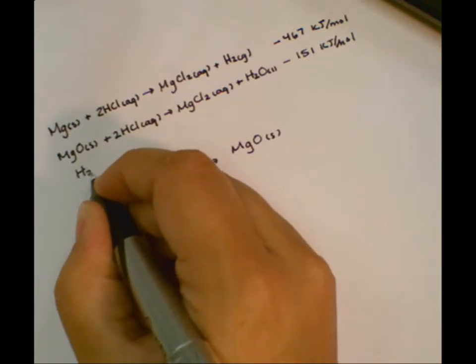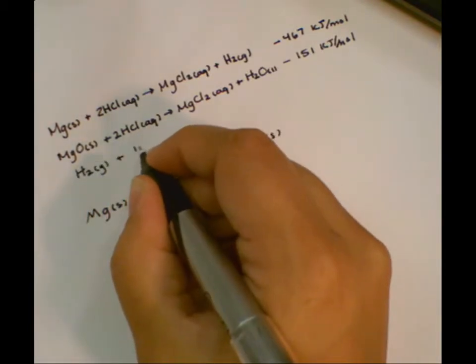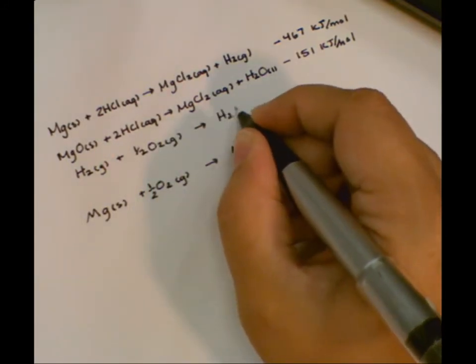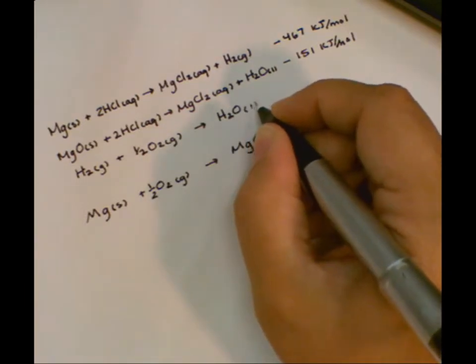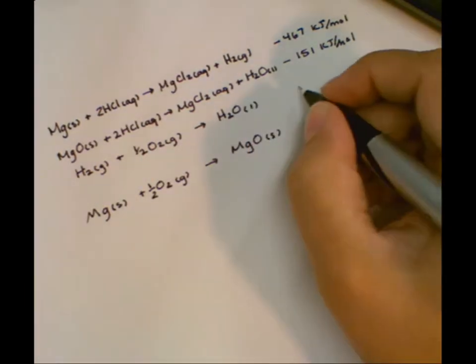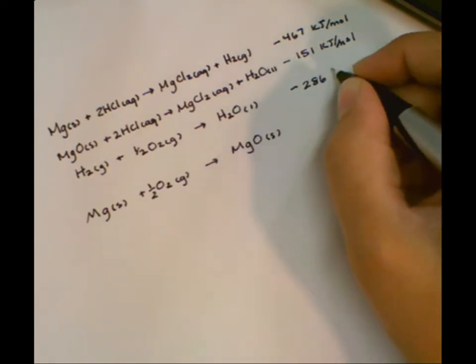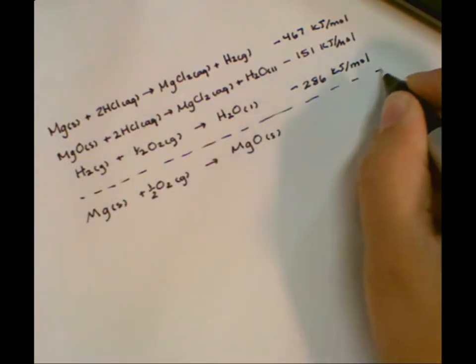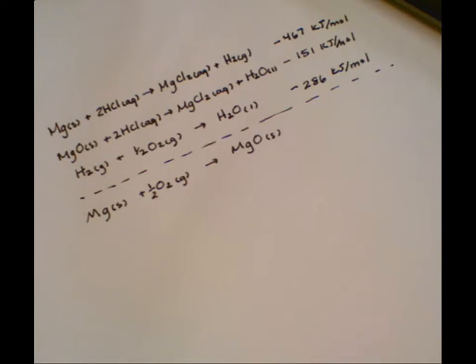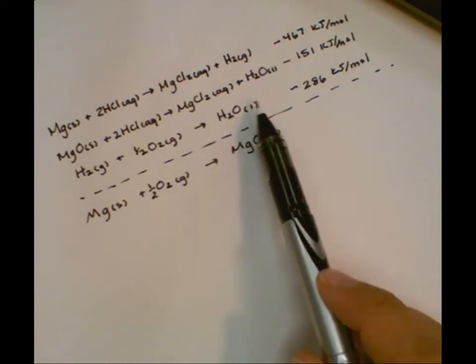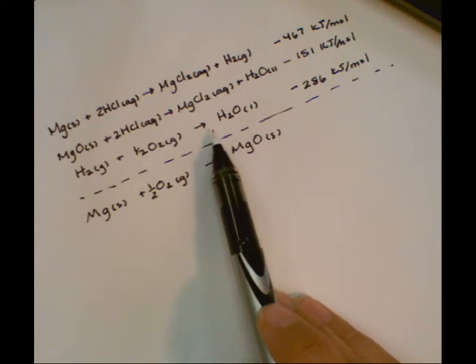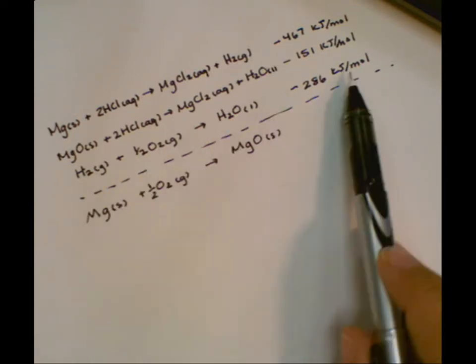So hydrogen gas plus 1/2 O2 gas gives us water as a liquid, and the delta H is negative 286 kilojoules per mole. How did I know that was the equation? Well, it tells us it's a formation reaction because it gives us the enthalpy of formation. And formation, remember, means that a compound is formed from its elements in their standard state, and it has to be for 1 mole of that compound. So that's why I included this reaction.